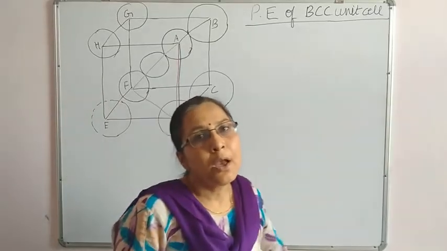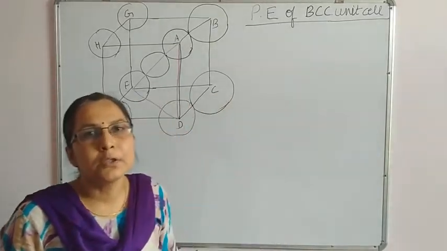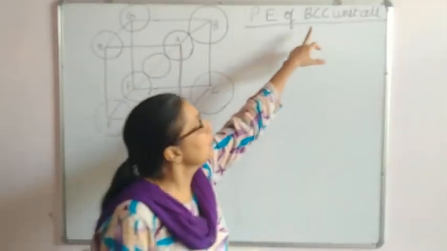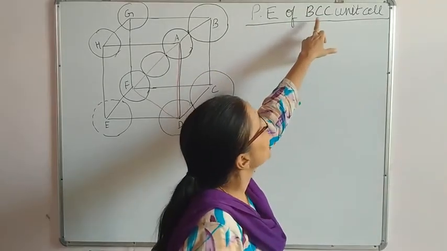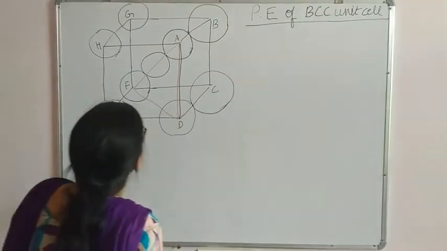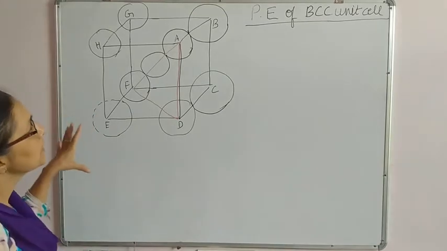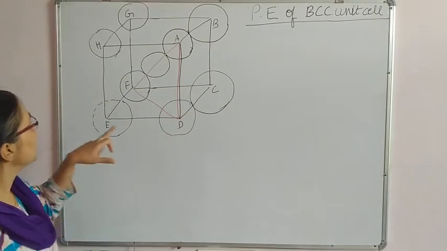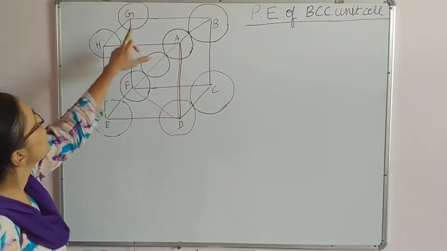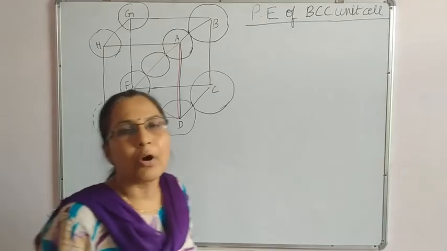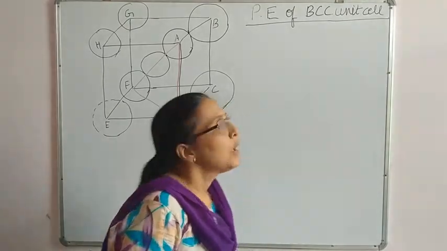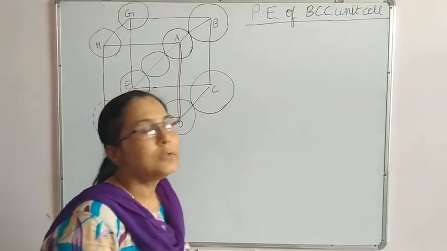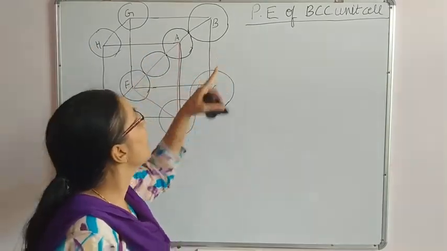Today we are finding the packing efficiency of a body centered cubical unit cell. To find this, here I have drawn one body centered cubical cell over A, B, C, D, E, F, G, H. At each corner we have one lattice point, and over that lattice point we have some atom, ion or molecule.